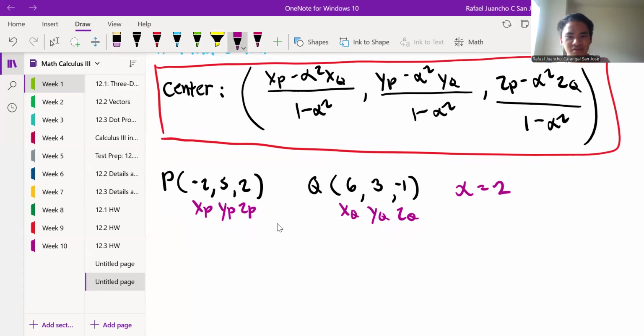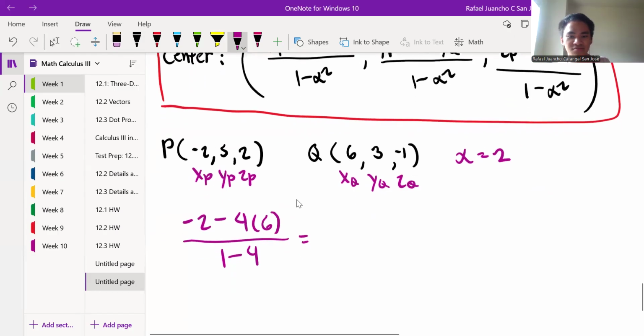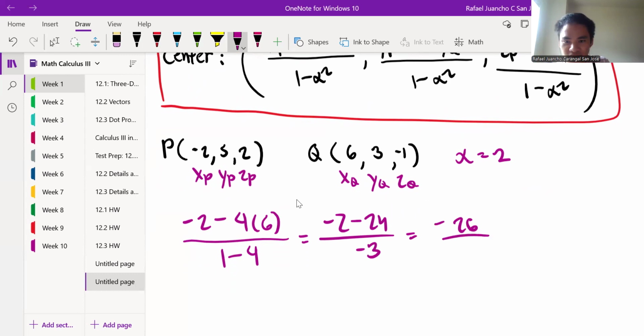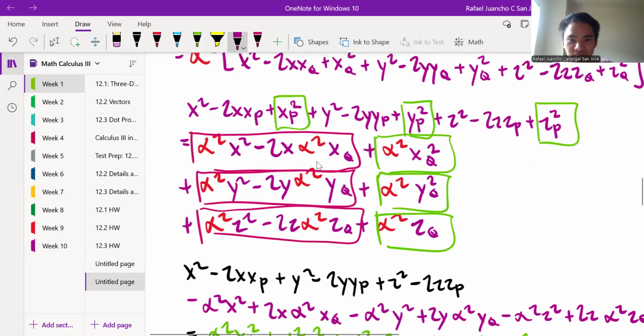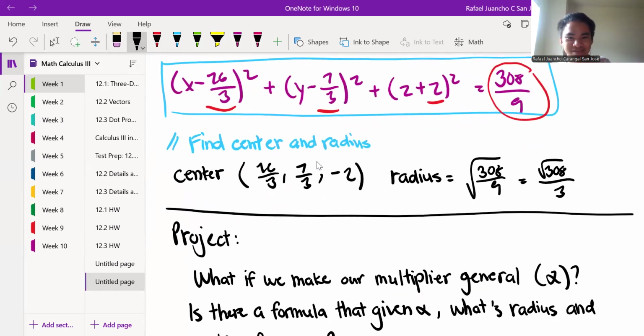So our X value is going to be XP, so -2 minus alpha squared, so alpha squared, 4 times XQ, 6. We divide it by 1 minus alpha squared, so 4. That's our x value. So it's -2 minus 24 over 1 minus 4, -3. And we have -26, -26 over 3. Can we check? It should be 26 over 3. And it is. See that? So we managed to get it, right? Look, it's this 26 over 3 here.